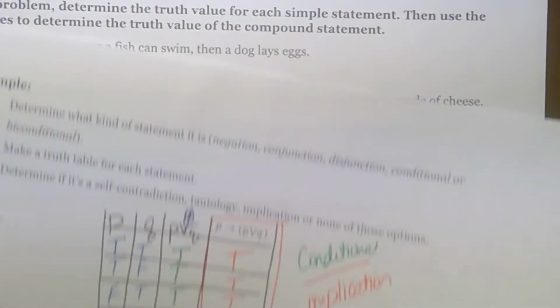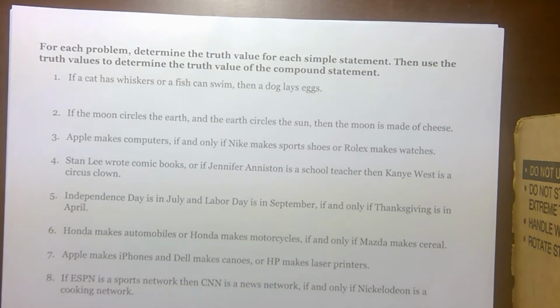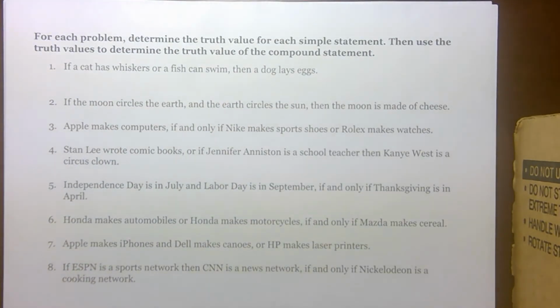Okay, this last page is kind of fun. We are going to be applying what we've been doing with a truth table, but to actual statements, and determining the truth value of that compound or conditional statement. Okay, so let's look at these. For each problem, determine the truth value for each simple statement, then use the truth values to determine the overall truth value of the compound statement. So we're going to start by looking at each simple statement and then look at the overall statement.